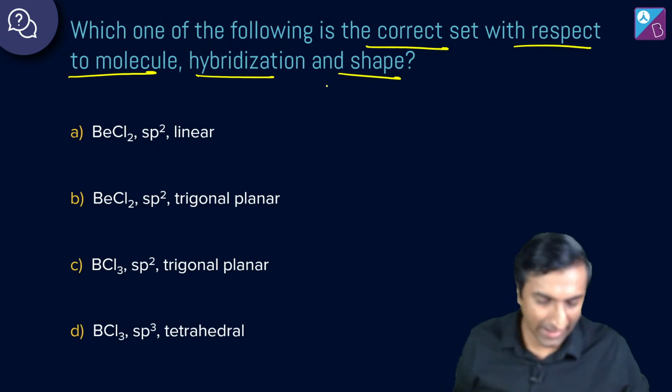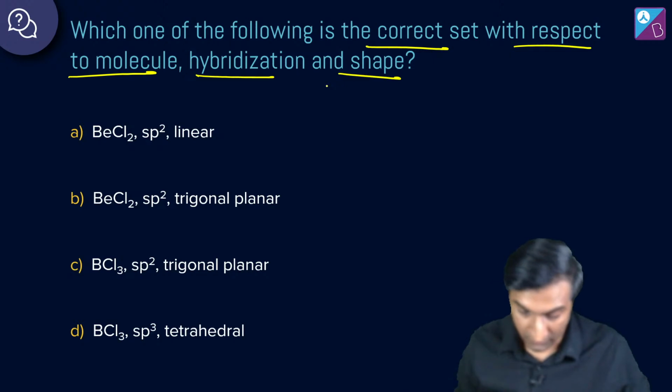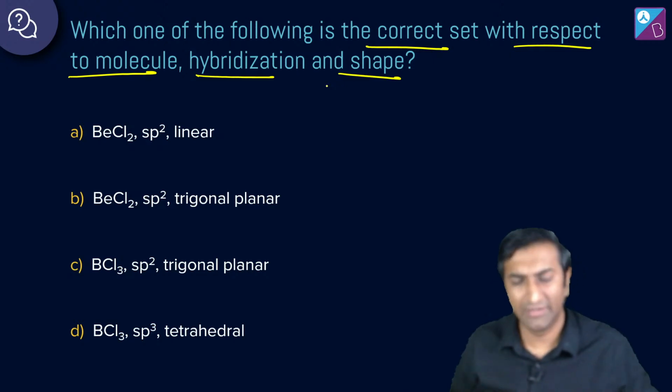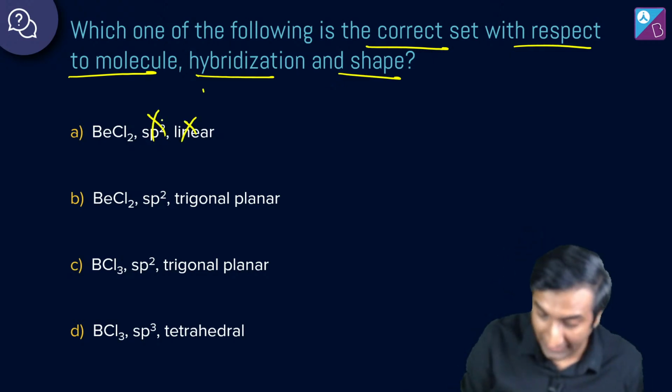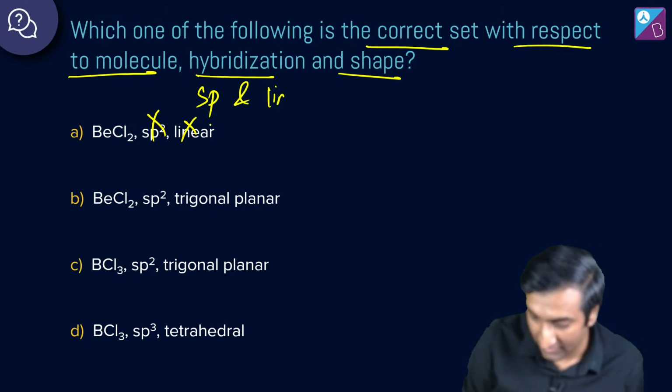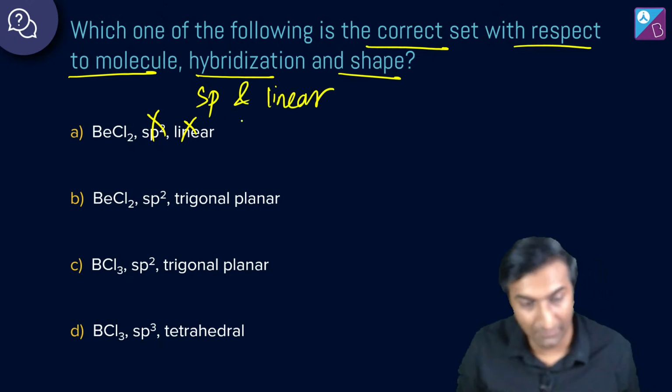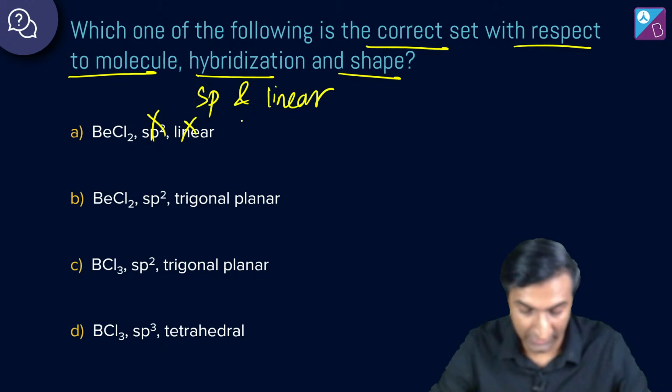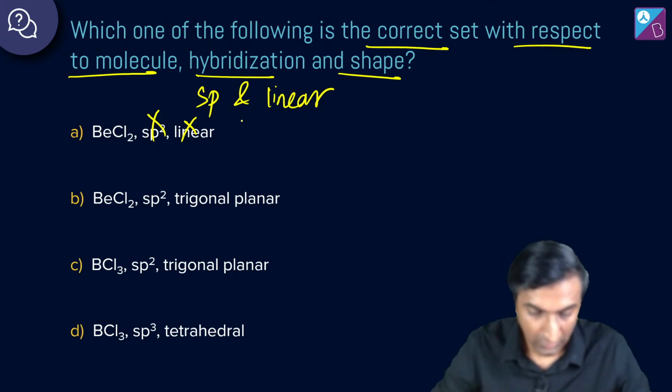Yeah, so it's trying to say, look at what you have got here. This whole BeCl2, is it sp2 and linear? How will it be linear? sp2 and linear doesn't make sense. It will be sp and linear, right? So this one is not it. Similarly, look at the rest and tell me. What do you think the answer to this one is going to be?